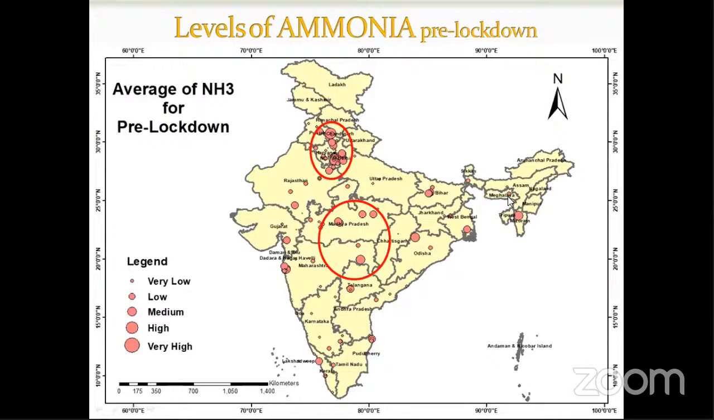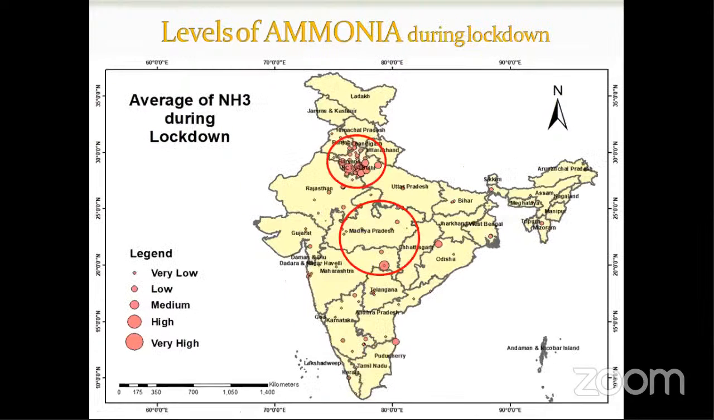In Meghalaya, we can see a low range of ammonia levels in the pre-lockdown period. However, in the lockdown, most of the ammonia in central India is negligible. In the northeastern parts it is also negligible. In the northern parts it is not negligible, but it has reduced considerably.